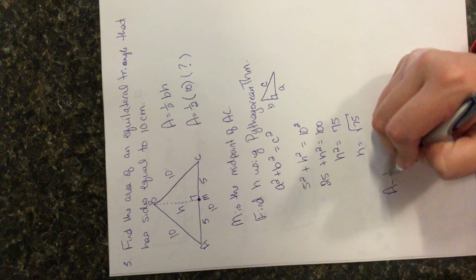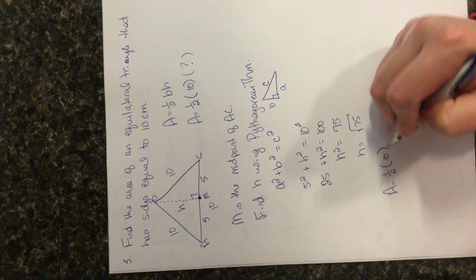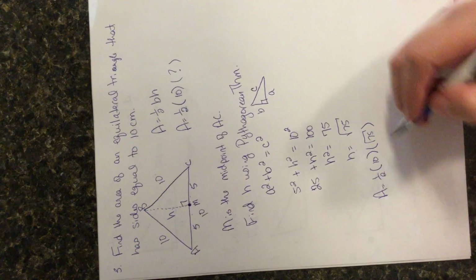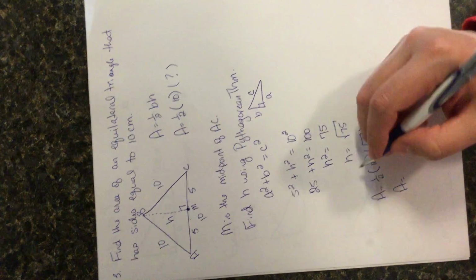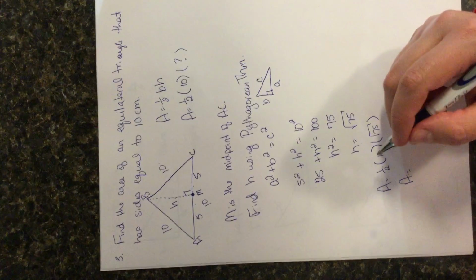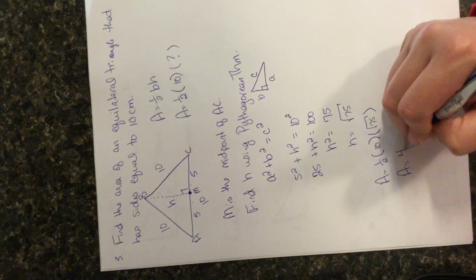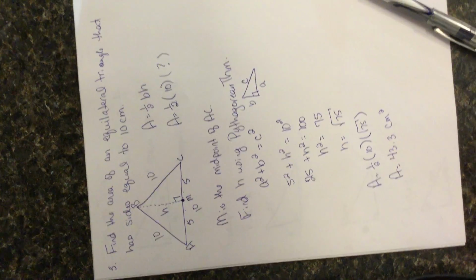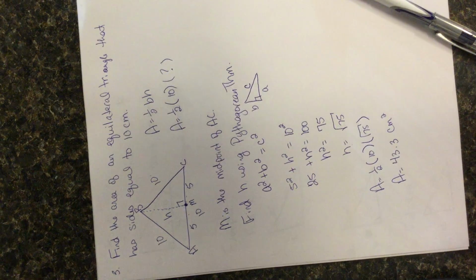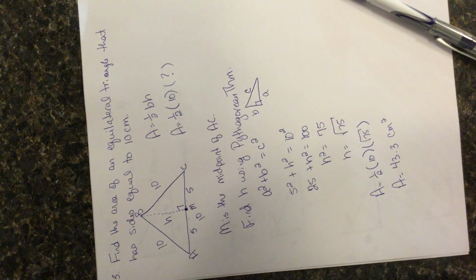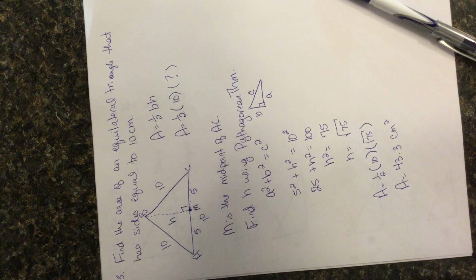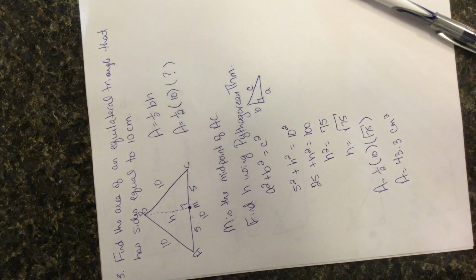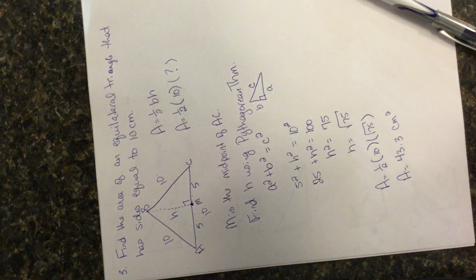So our area is 1/2 times our base, which was 10, times h, which we found to be the square root of 75. If you type that on the calculator, you get 43.3, I think is what I've got over there. So it should be 43.3 centimeters squared. Let me double check that. I think it's a 3.